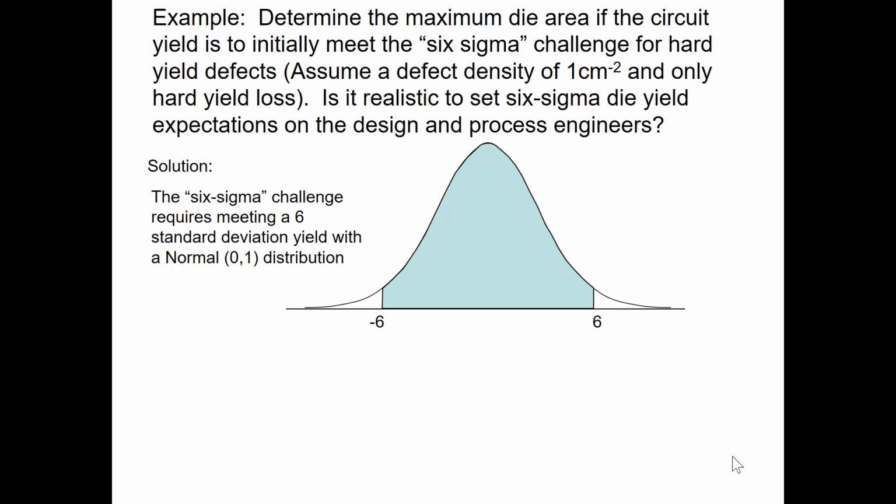Any guess at how big that die area is going to be? Big. We'd like it as big as possible, right? So the yield is twice the cumulative distribution at 6 minus 1. So the yield is e to the minus AD. So we can take the natural log of that function. We find the area is minus the natural log of the yield divided by the defect density.